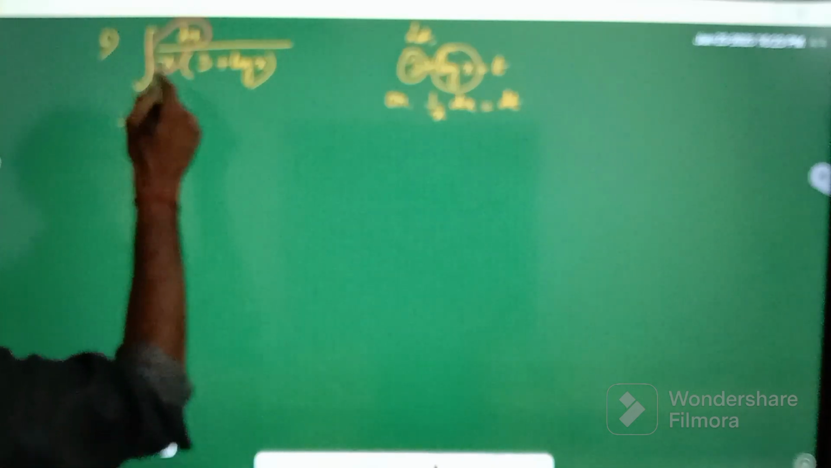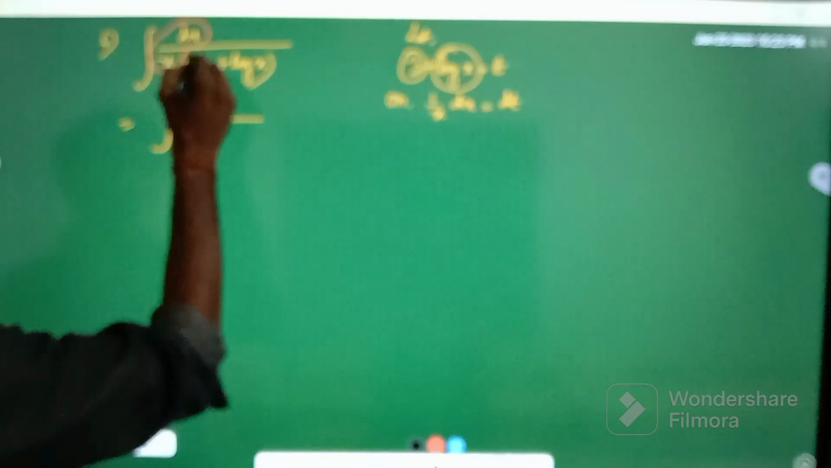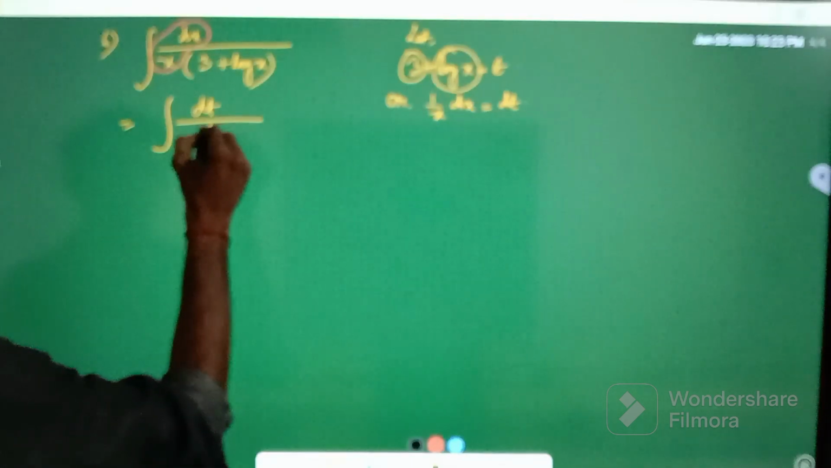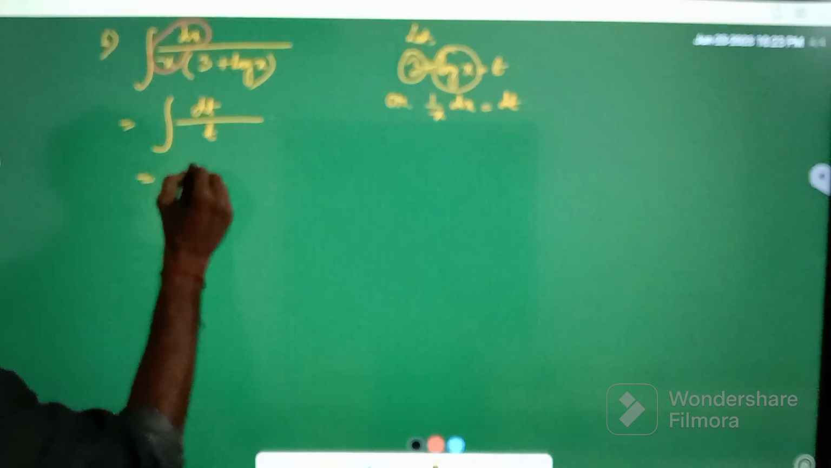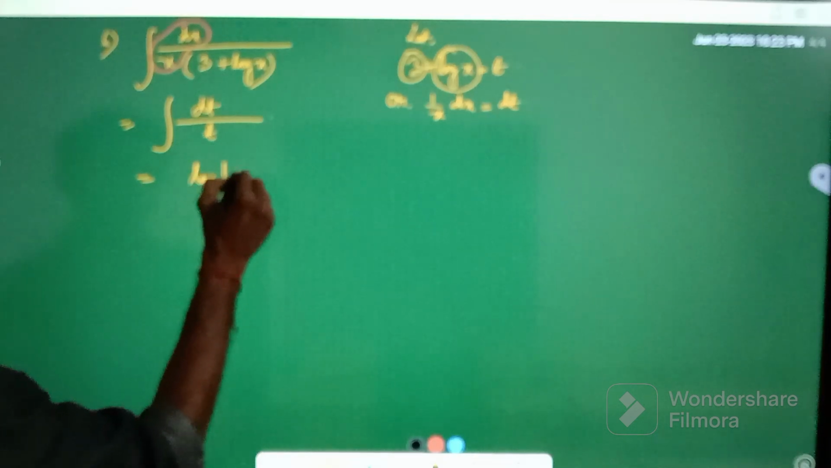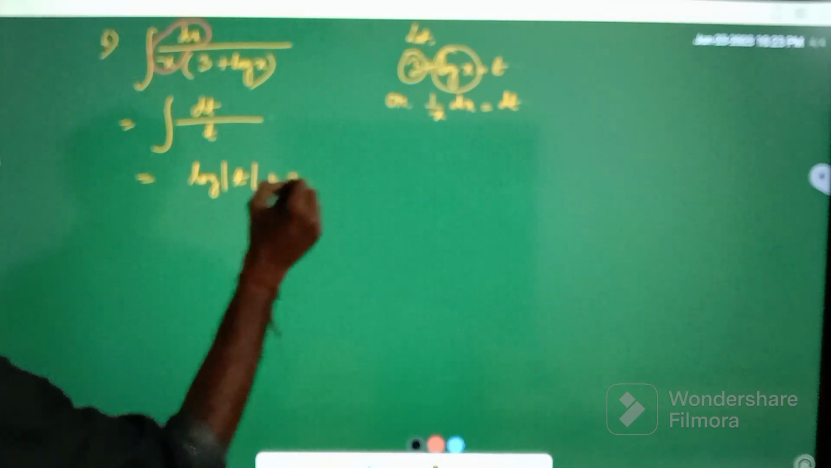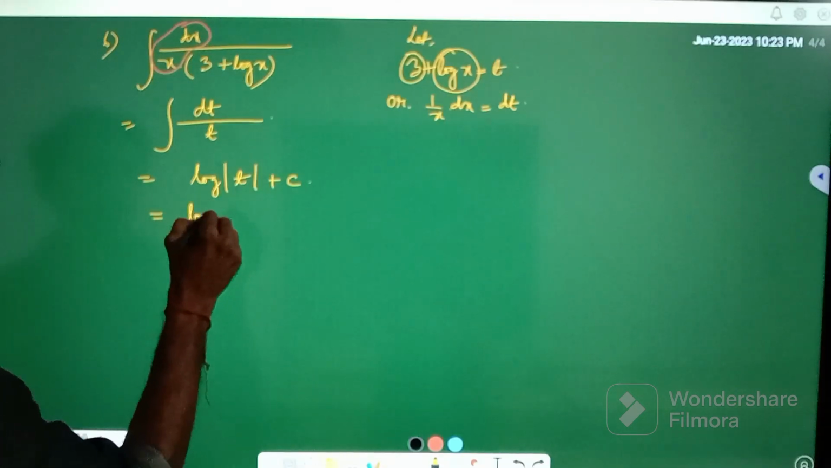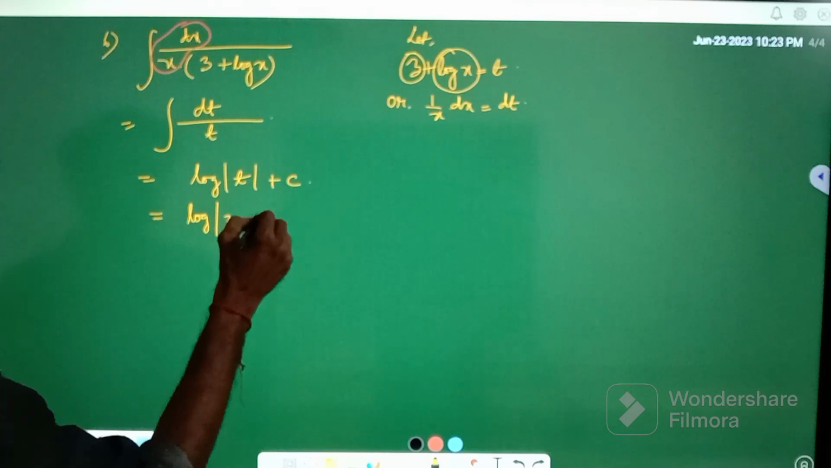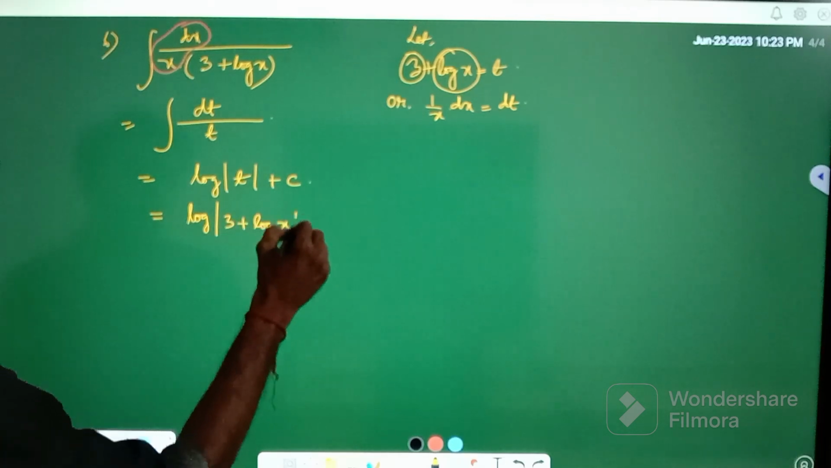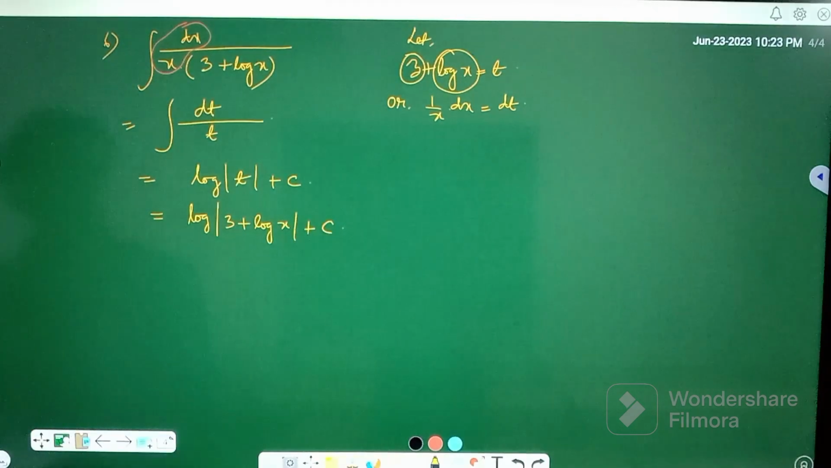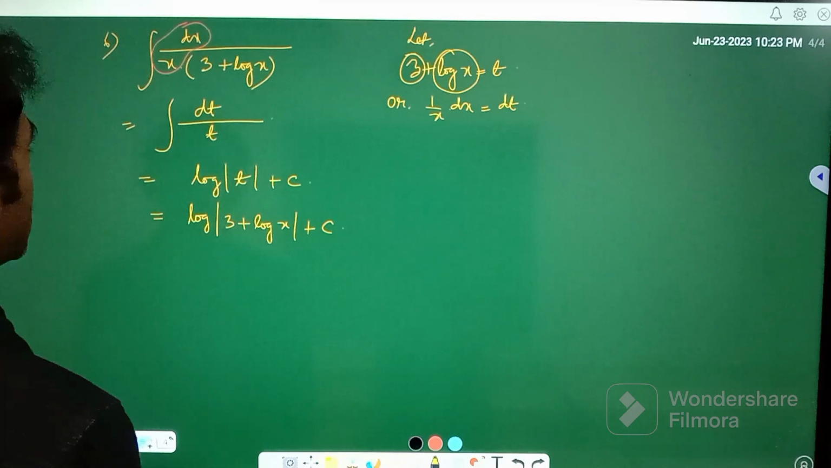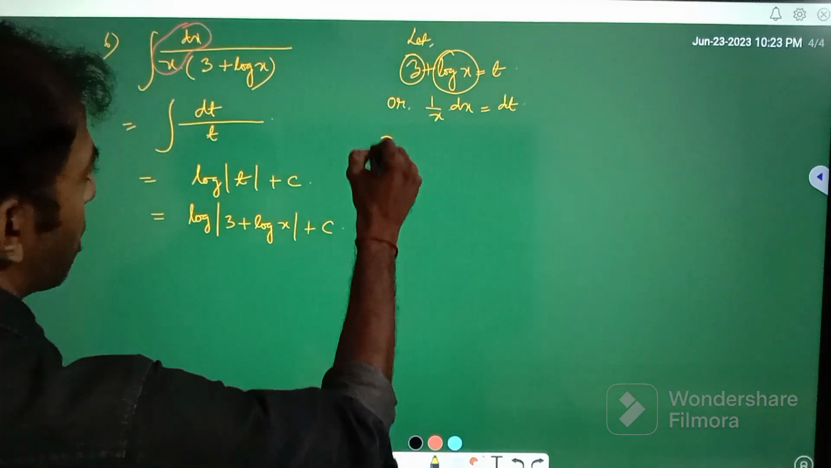So after computing dx by x as dt and 3 plus log x as t, we will get the standard integral formula, and that will be log mod t plus c. We all know that the value of t is 3 plus log x. So the answer is log modulus 3 plus log x plus c. Now we'll move on to the seventh problem.